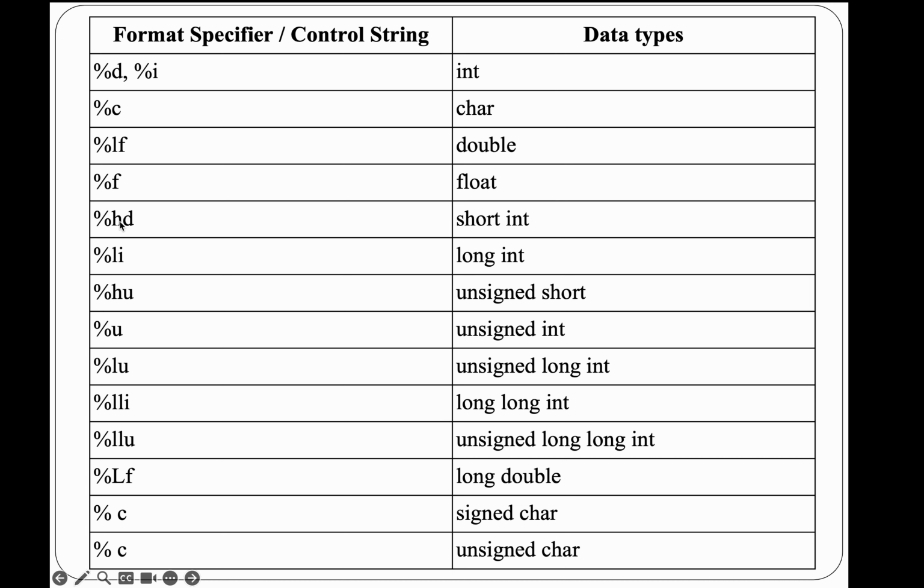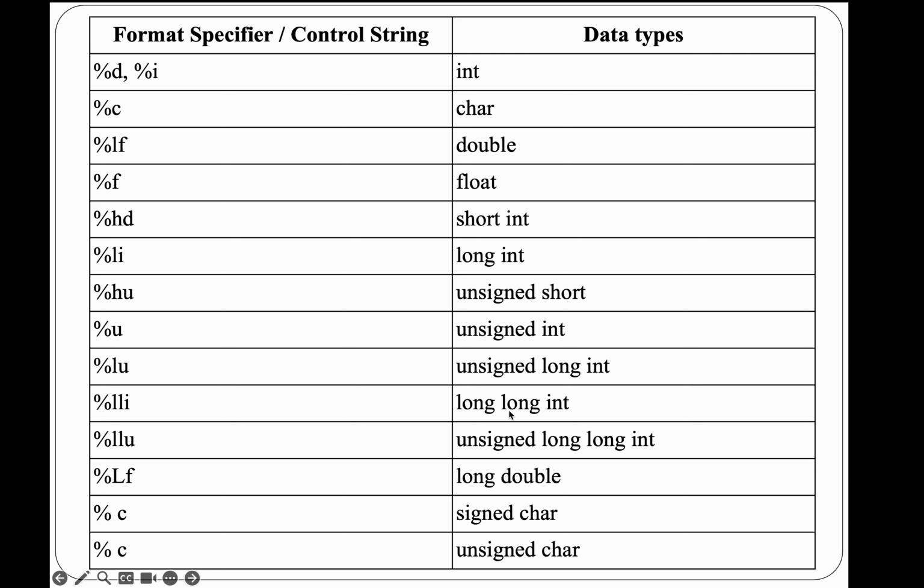For that we are using percentage hd. And long int, similar to signed long int or signed long. That long followed by int is not mandatory. Either we can say it's a long or long int or signed long int. For that, percentage li. Okay, so unsigned short is hu, unsigned int just u, unsigned long int percentage lu. Everywhere the percentage symbol will be there. The percentage symbol tells that it's a format specifier or control string.